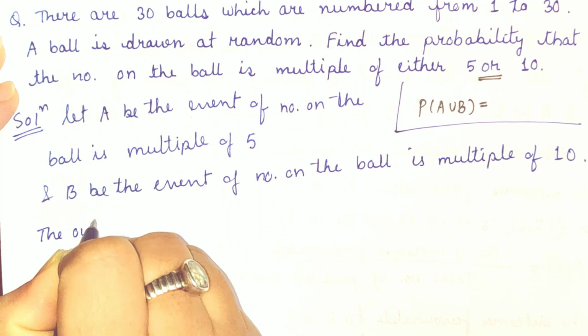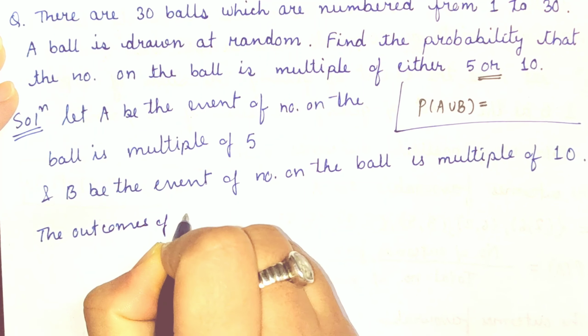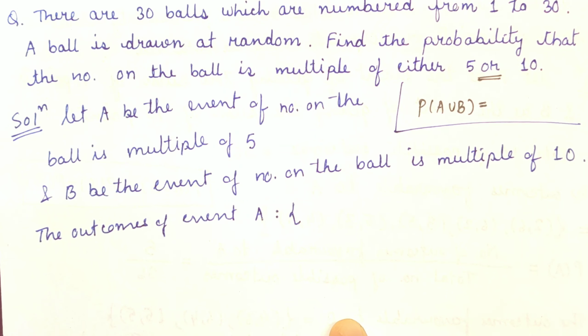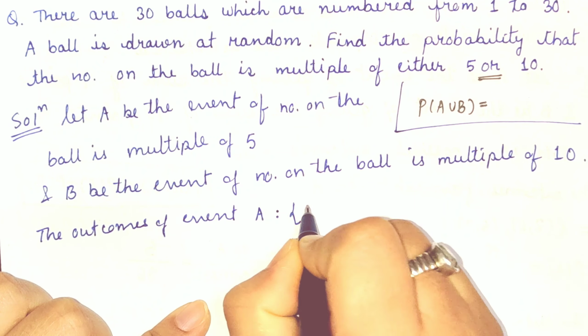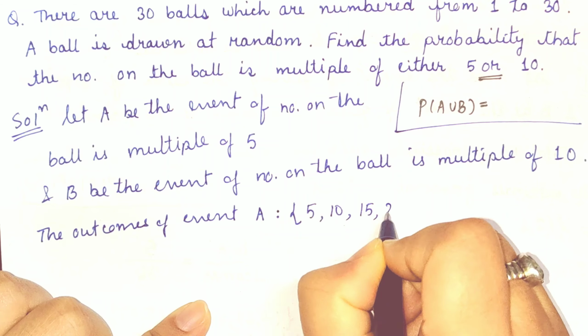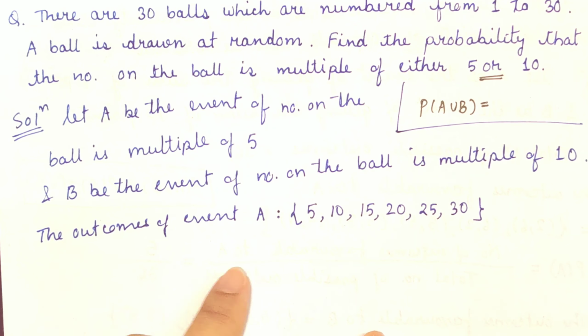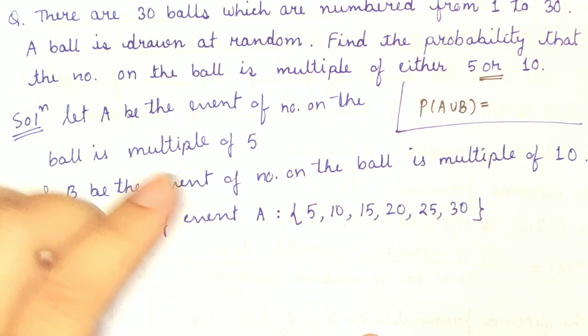The outcomes of event A. A is the multiple of 5, and there are balls numbered from 1 to 30. That means 1, 2, 3, 4 up to 30 numbers are present, so the total number of possible outcomes is equal to 30. From these values, the multiples of 5 are 5, 10, 15, 20, 25 and 30. These are the outcomes of the event A.